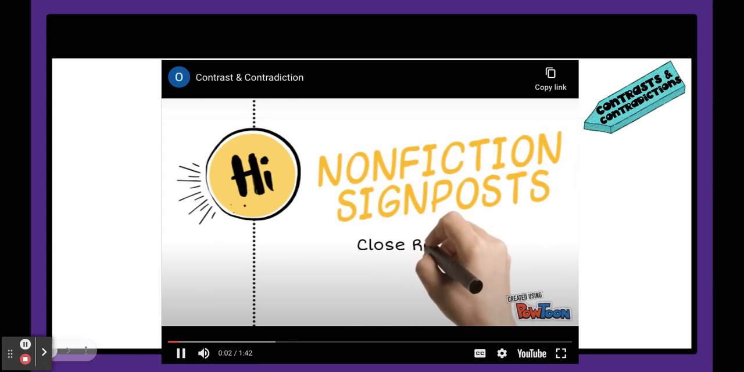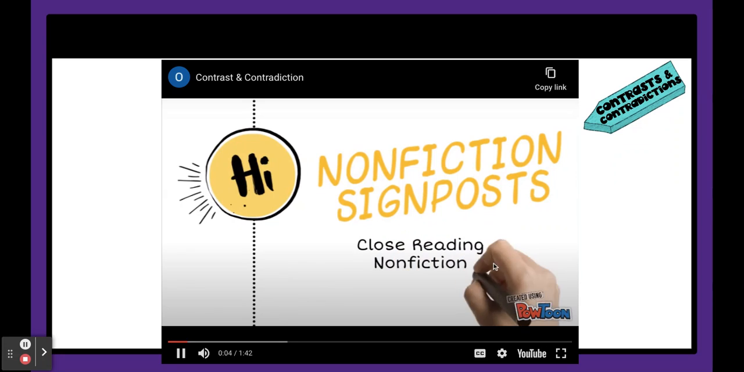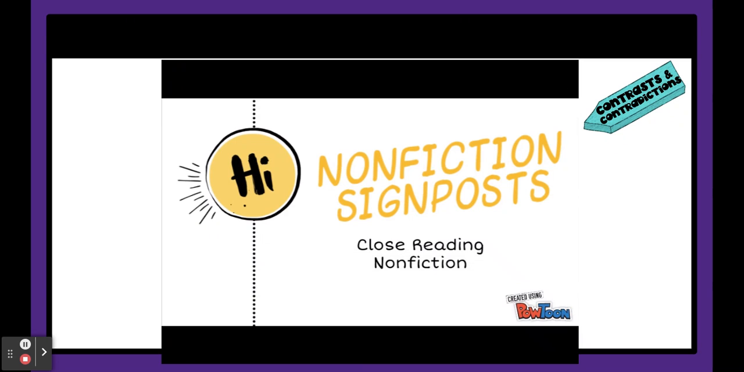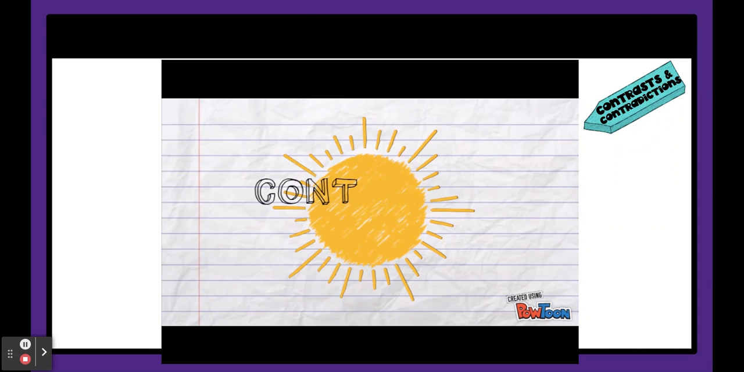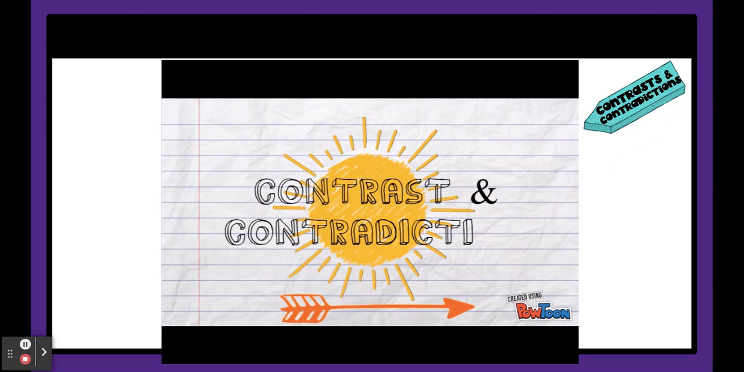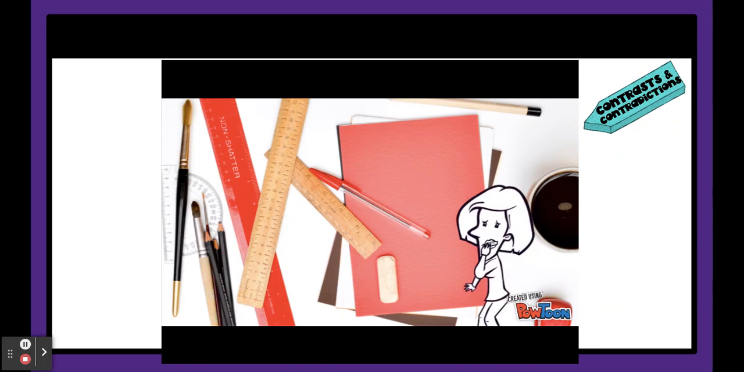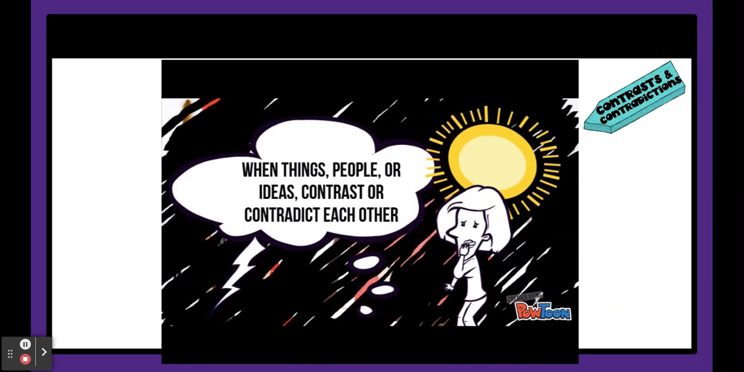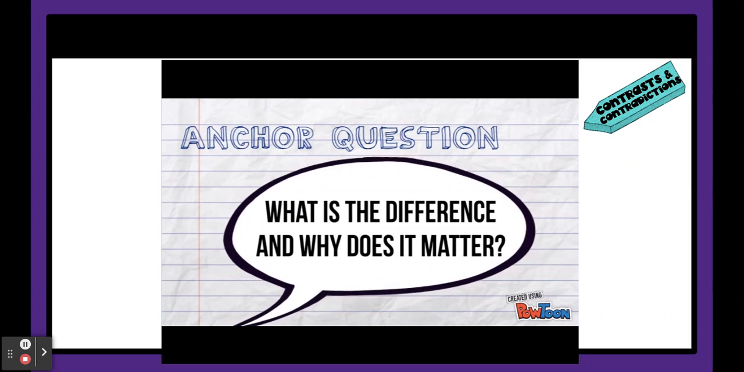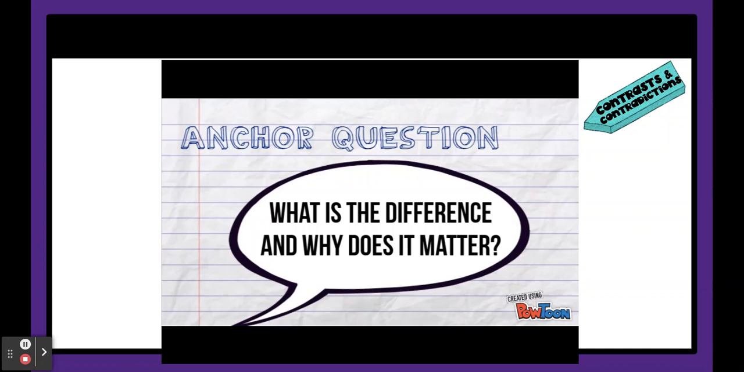Hi, today we're going to be talking about nonfiction signposts. These are signposts when you're reading nonfiction text that will help you to become a closer reader. The first signpost is contrast and contradiction. A contrast and contradiction is when things, people, or ideas contrast or contradict each other. When you notice a contrast and contradiction, it is important that you stop and ask yourself the anchor question. What is the difference, and why does it matter?